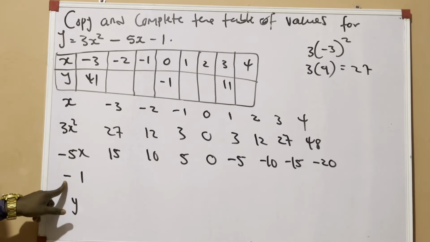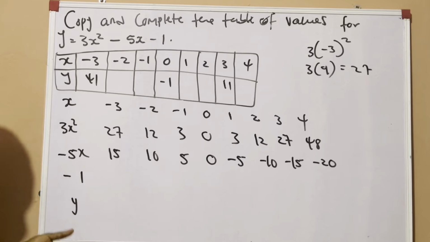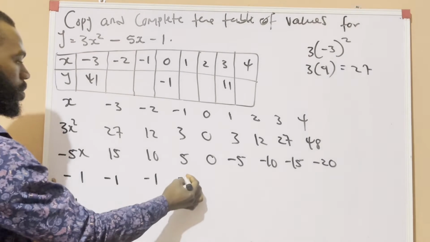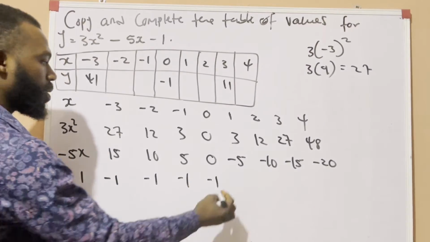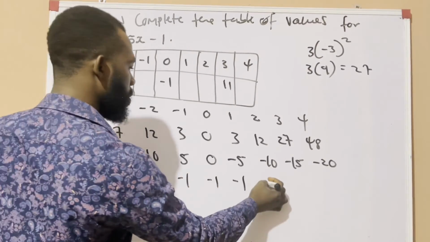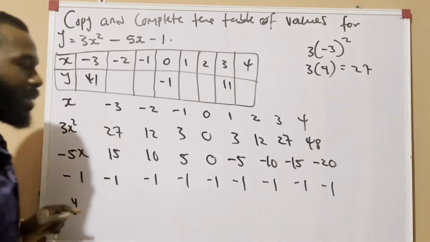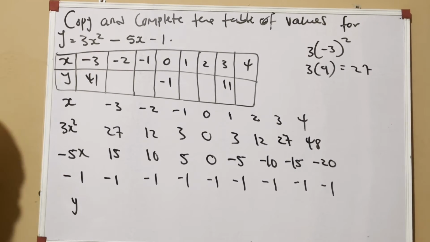Now what do I have here? Minus 1. No x. It is a constant. So here it becomes minus 1, minus 1, minus 1, minus 1, minus 1, minus 1, minus 1, and minus 1. Are you with me now? It is as simple as this.